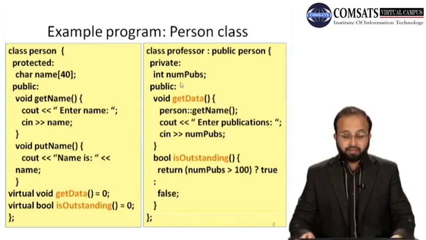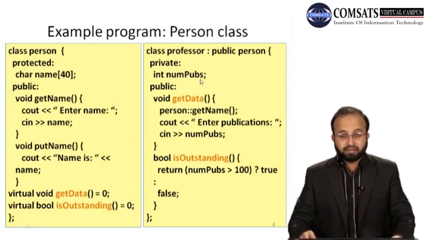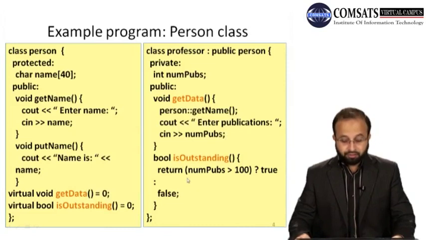So for professor there is a special field, that is number of publications, noted by num_pubs, and a professor is outstanding if his publications are greater than 100, right? So there is a conditional operator. If number of publications is greater than 100, it will return true, otherwise it will return false, and the return type of the function is outstanding is boolean, right? So that is for the professor.